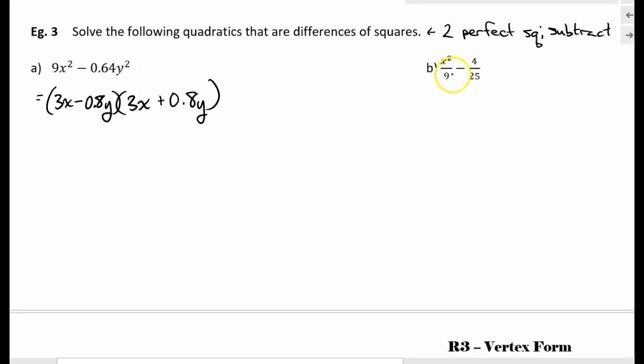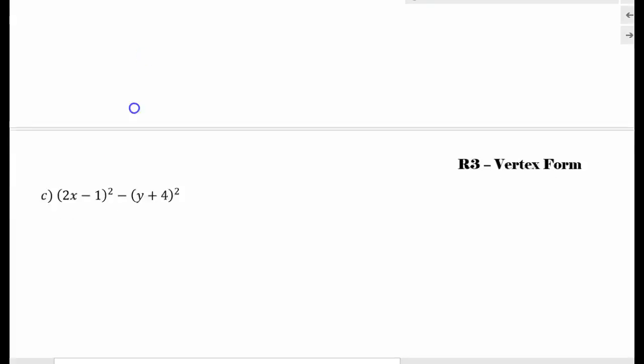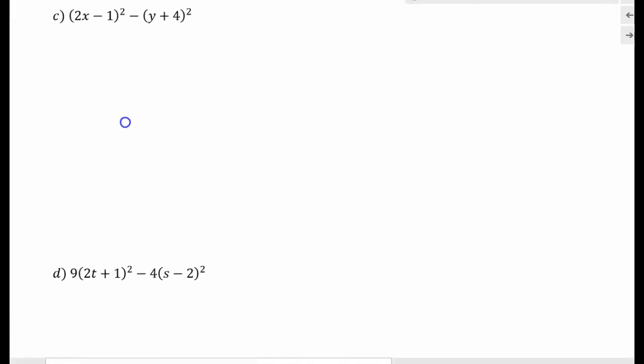Second one, just because it's in the denominator doesn't mean it's not a perfect square. So in this case, we're dealing with x over 3 as our first term in both brackets. We're dealing with 2 over 5 as our second term in both brackets. It's just opposite signs. And that's it. That's all I have to do. Ta-da!